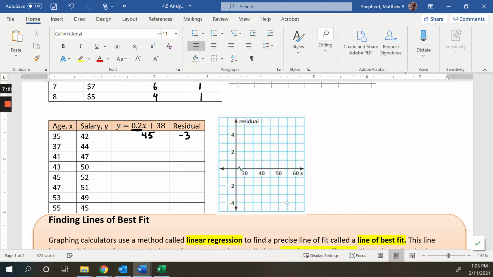Just remember, I'm using this equation with these numbers for x. So I had done 0.2 times 35 plus 38 equals this.